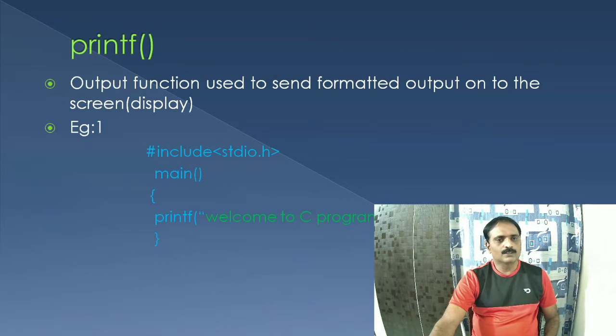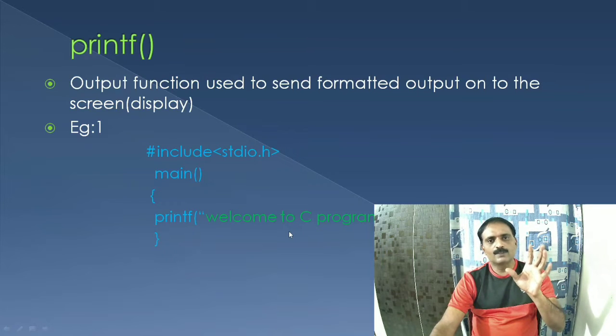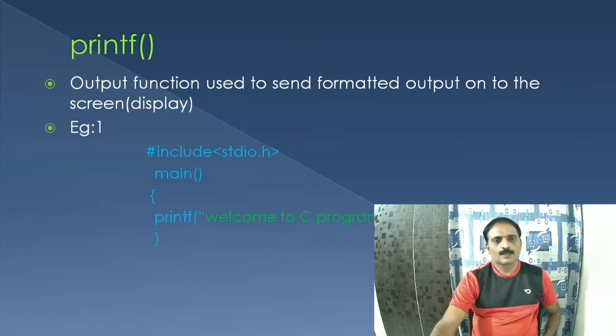It is known as example 1. Here we are simply going to print whatever is within the double quotes. So here we have written Welcome to C programming. So this statement is going to be displayed onto the screen as the output. This is the simple program written here to print Welcome to C programming.